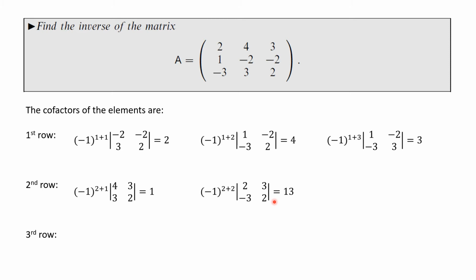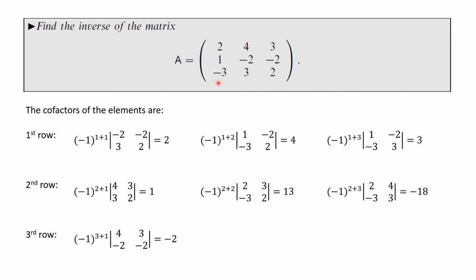For your A23, we have negative 1 raised to 2 plus 3 times the determinant of the matrix composed by your 2, negative 3, 4, and 3. Negative 1 raised to 5 is equal to negative 1. Negative 1 times the determinant of the square matrix here is equal to negative 18.